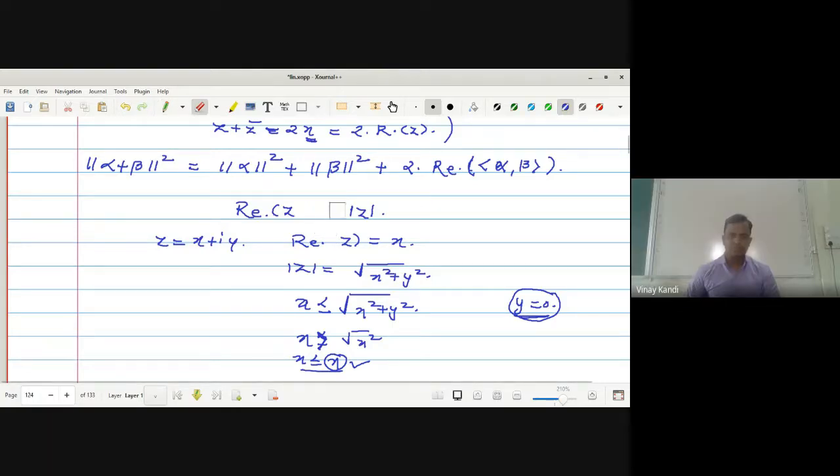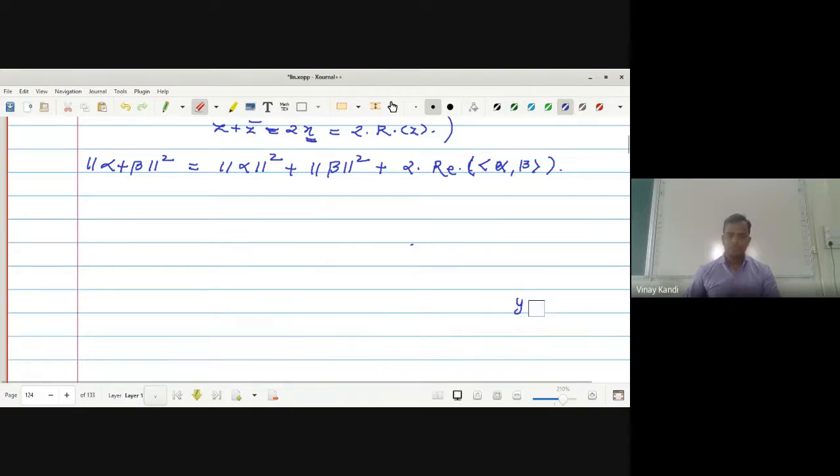This is, norm square of alpha plus beta is equal to norm square of alpha plus norm square of beta plus 2 times the real part of the inner product of alpha beta. I don't know whether this inner product is real or complex.